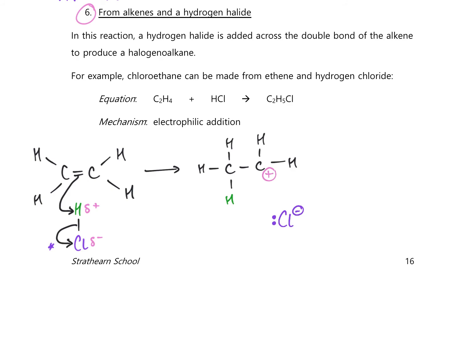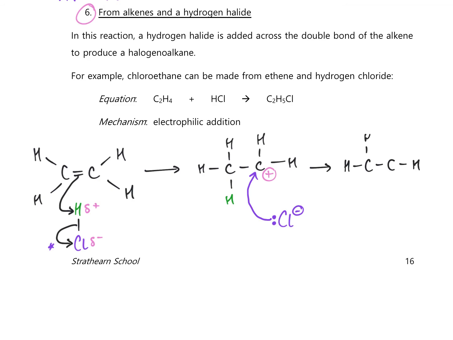So what happens now? Well, simply the chloride ion uses its pair of electrons to form a bond with the carbon atom here. This is a carbocation. It's carbon with a positive charge on it. So that chloride ion is attracted to the positive charge and uses that pair of electrons to form a covalent bond with that carbocation.